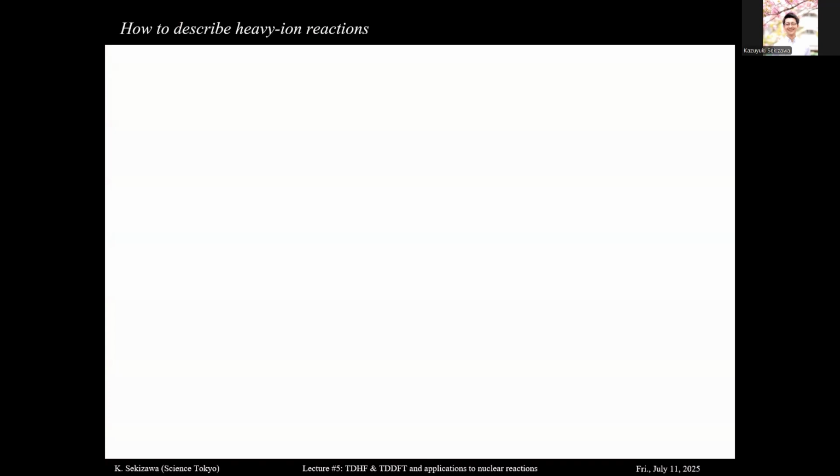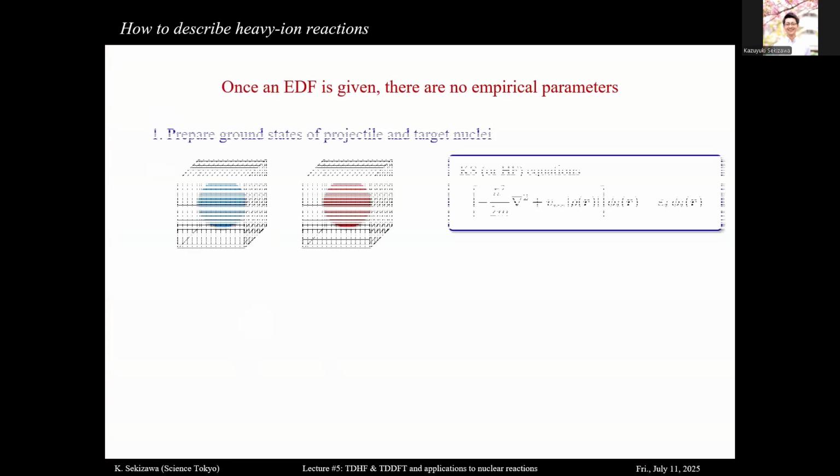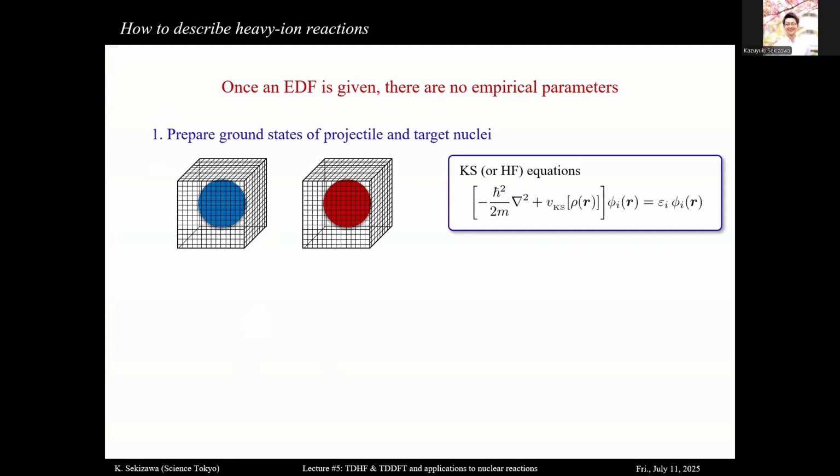Okay, so from now on, I will show the application of the TDHF or TDDFT for the heavy ion reactions. So how can we describe such kind of complicated reaction dynamics within the time-dependent mean field approach? But it is actually quite simple. Okay, so assume that we have some kind of energy density functional. So EDF is given.